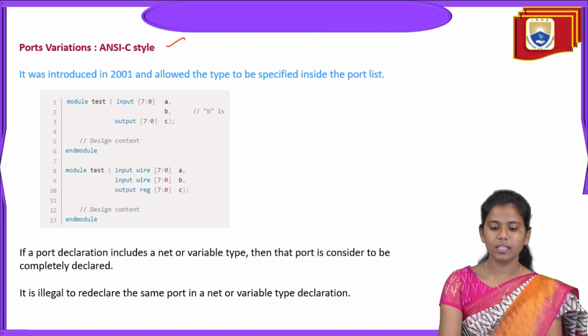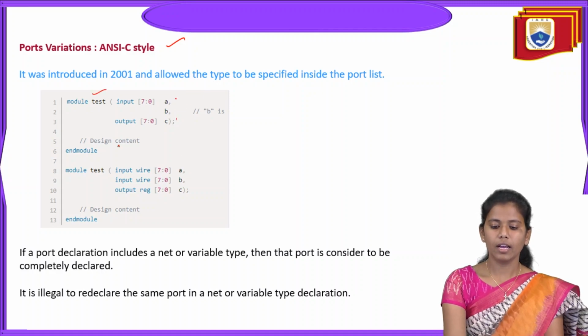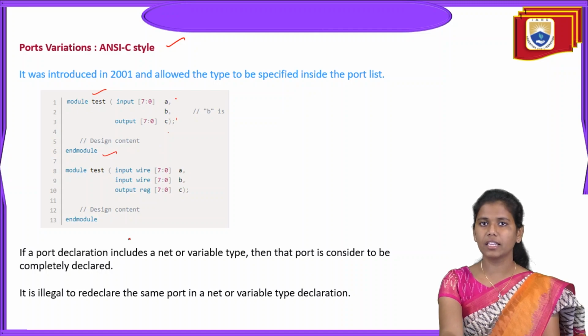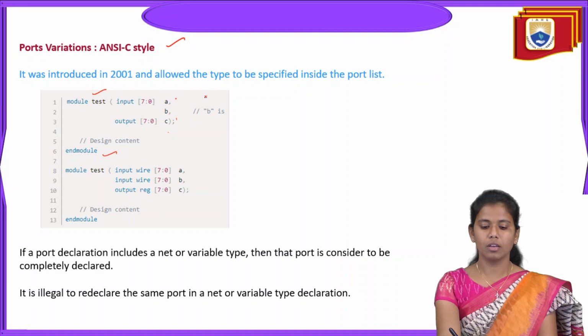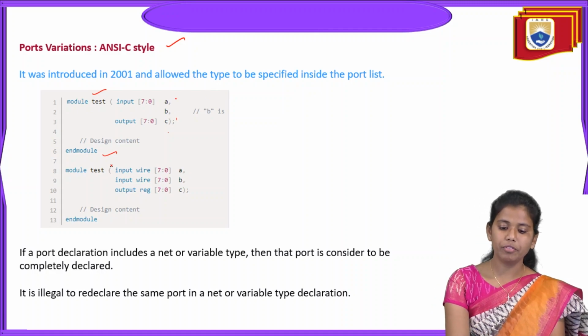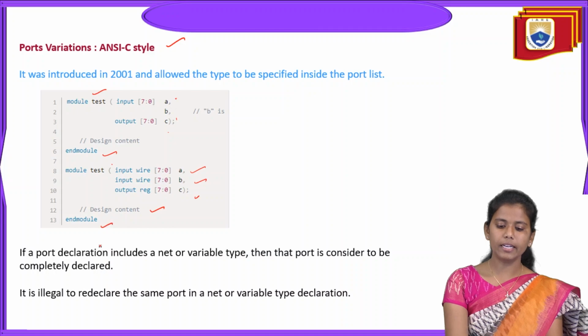port variations, we see: module test, input A, B, C, and output is C, design content, end module. So these are just declaring the input, output, and as well as the input and output with respect to the variables that are considered. And then for the testing purpose, module test, input wire. So for the connection purpose, A, B, C wire, design content, end module.